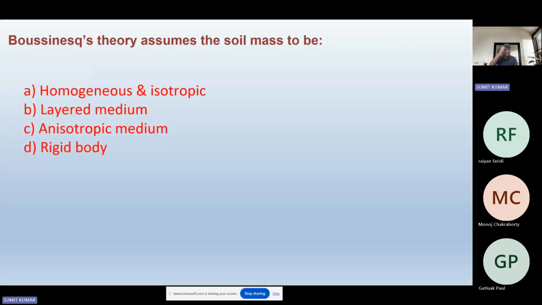The first problem says that the Boussinesq theory assumes soil mass to be homogeneous and isotropic, layered medium and isotropic, medium, or rigid body. In the very first, second or third slide, the assumptions of the Boussinesq equation are mentioned. Over there we say that it is elastic, homogeneous, isotropic, and semi-infinite media. So homogeneous and isotropic is the correct answer, so option A will be the answer for this problem. Absolutely right. Now we move to the next problem.